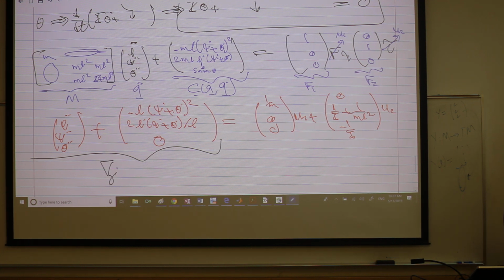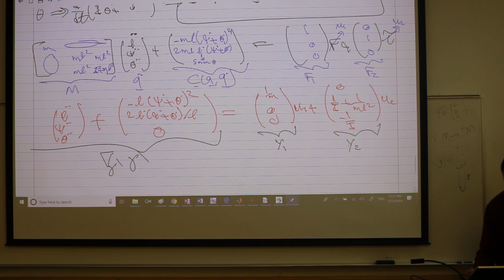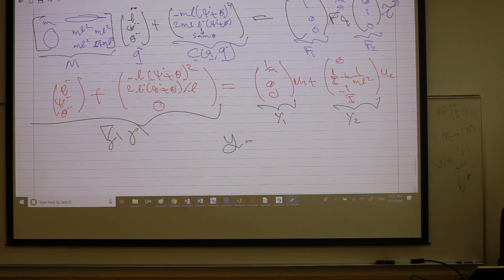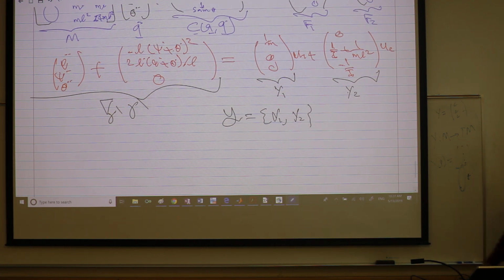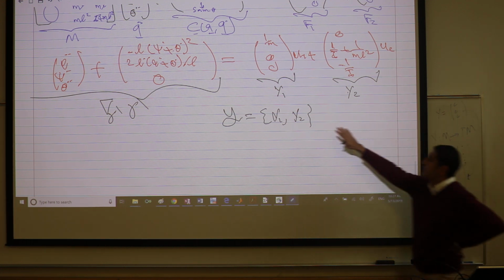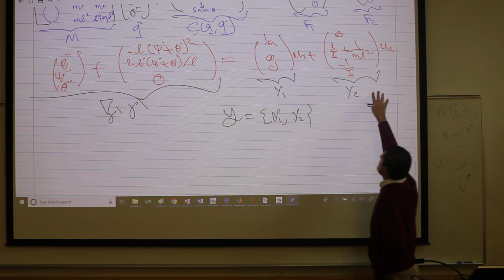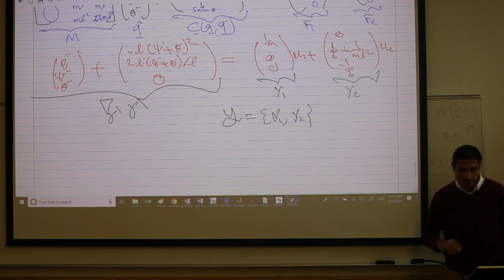This is the geometric acceleration, very good. And this is my first control acceleration vector field, my second control acceleration vector field. So the family Y is just Y1 and Y2, okay? So let's study the controllability of the mechanical system like we did today. We'll do it using just the force only, the torque only, and both, okay?